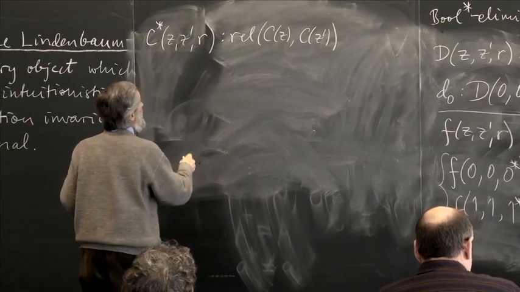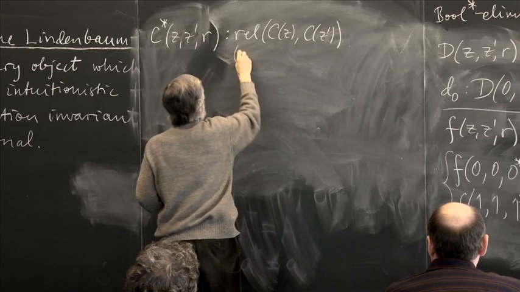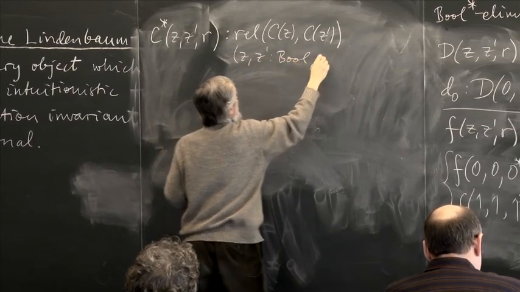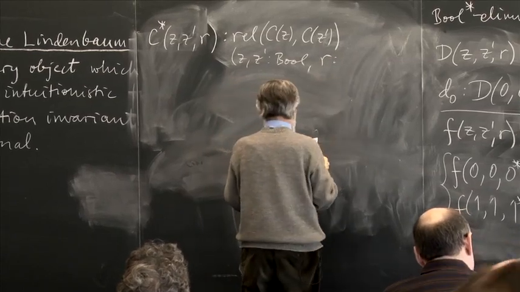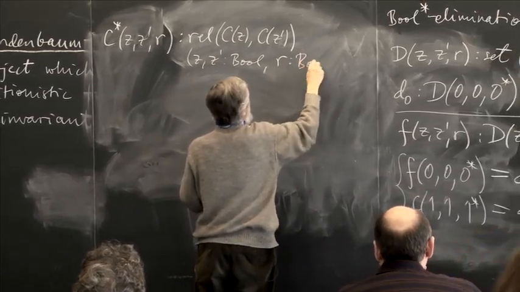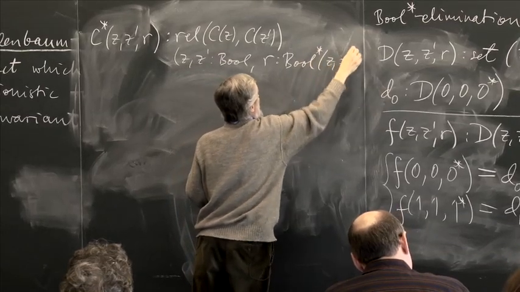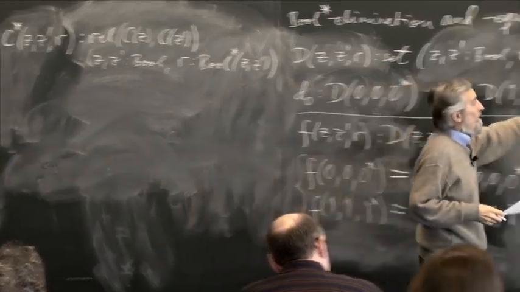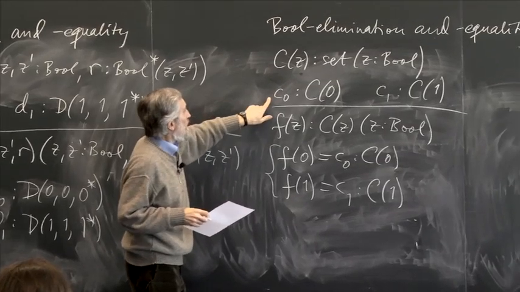And this for z prime in bool, and R proving that proving bool star of z prime. So this is how this comes out in the model. And what about this?